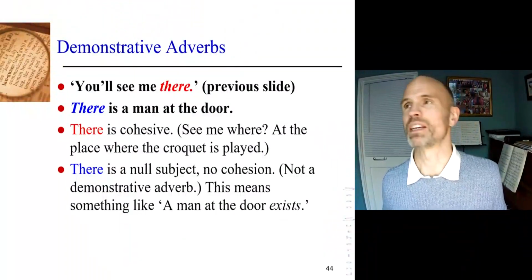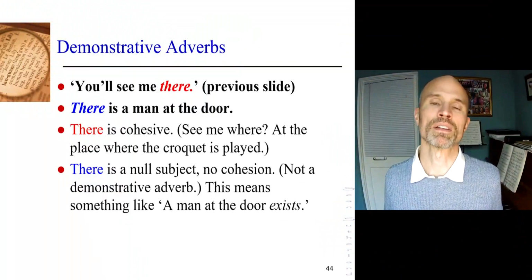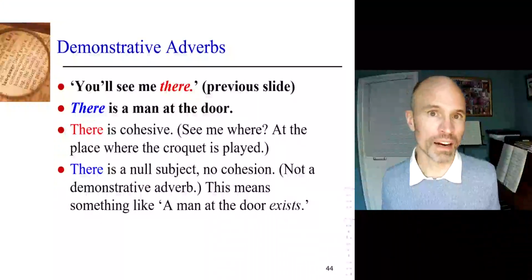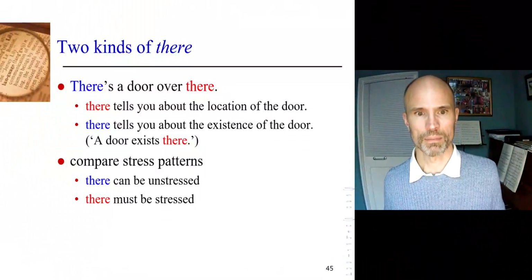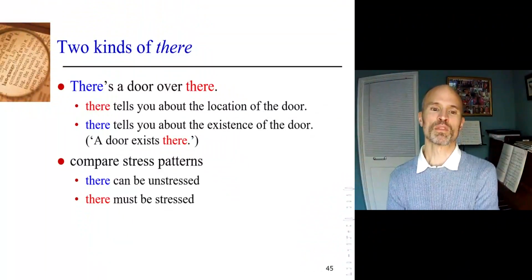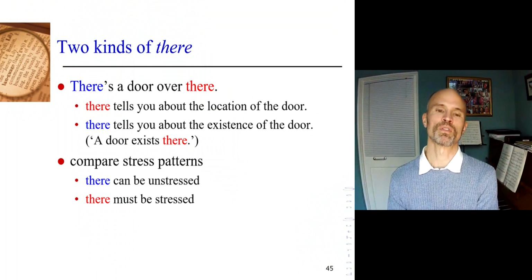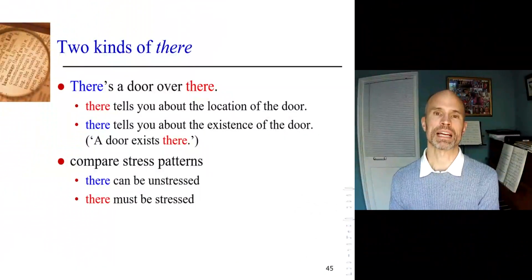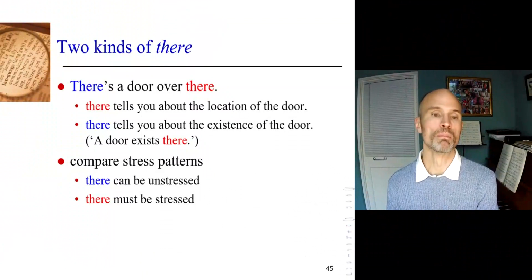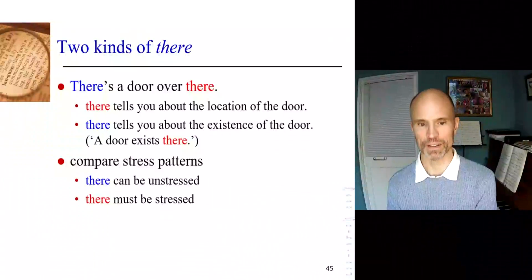You can have both, right? In one sentence, you could say something like, there's a taxi over there. There's a door over there, right? The red there tells you where the door is. That's a demonstrative reference. The blue there just means that a door exists over there, right?